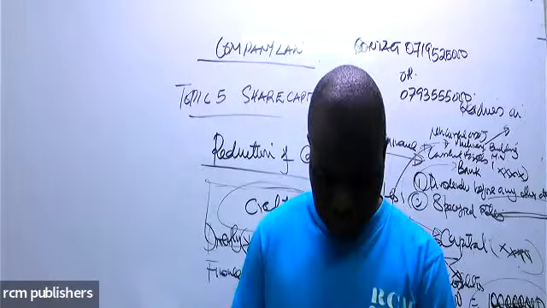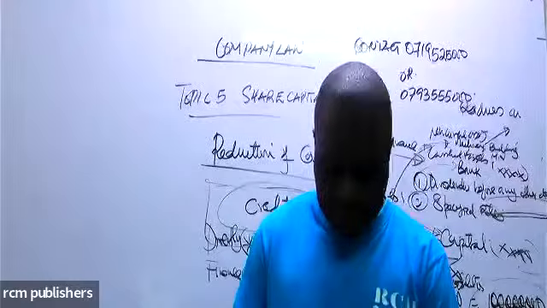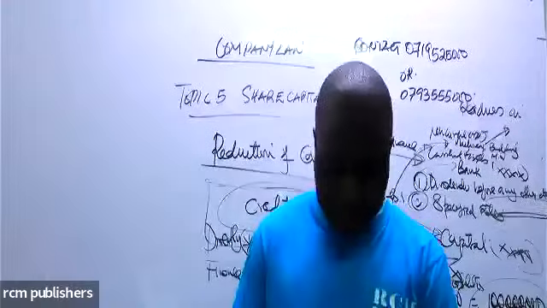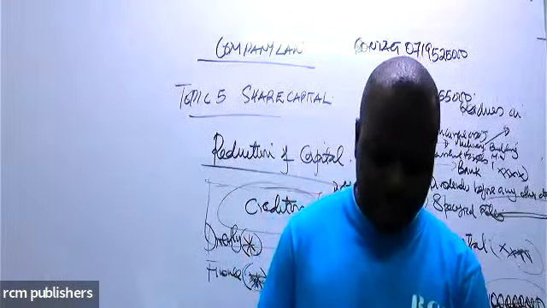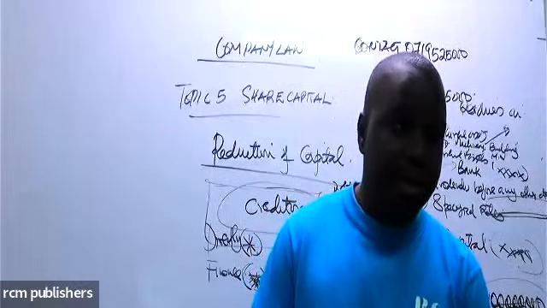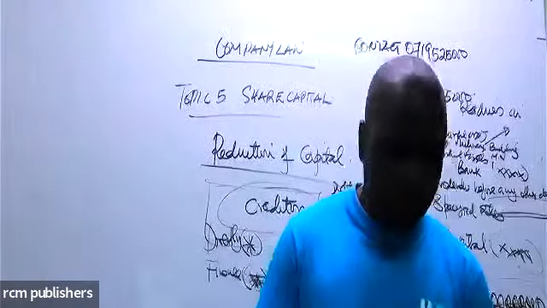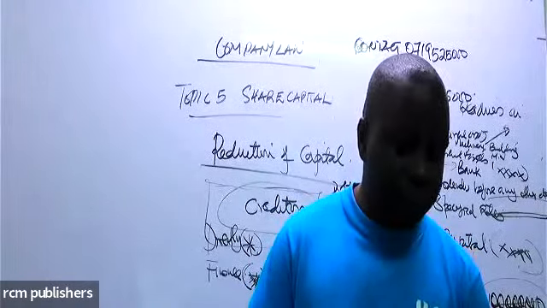We can look at question number 6. It says, distinguish between a private and a public company, for 4 marks. So, private and a public company: how do you distinguish? One distinction.